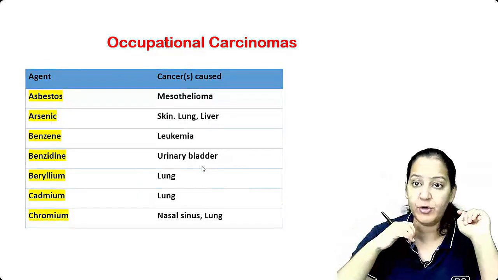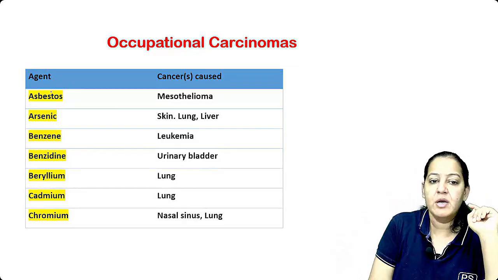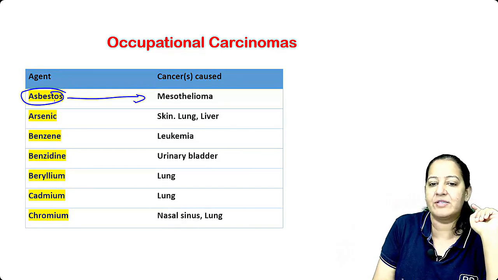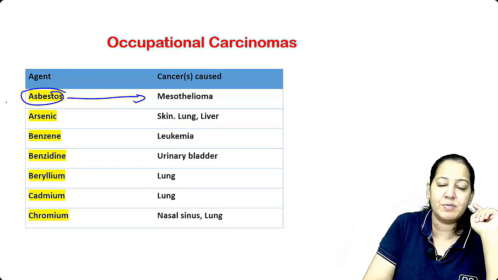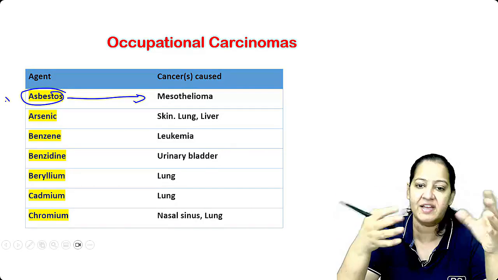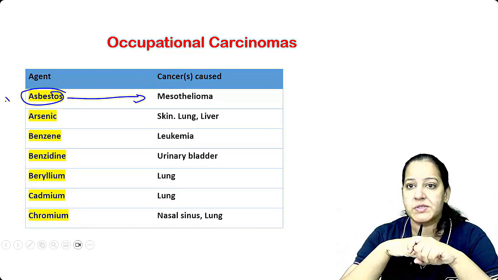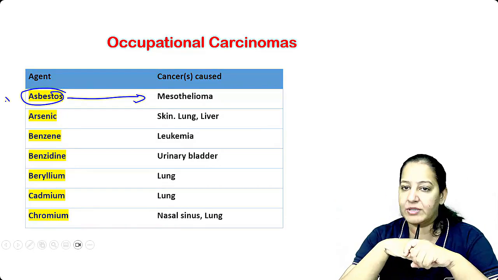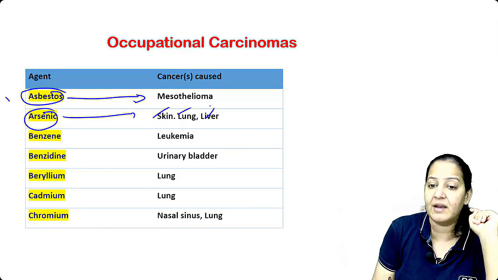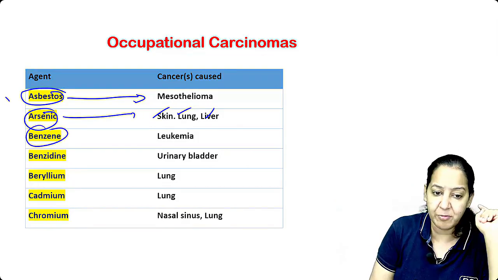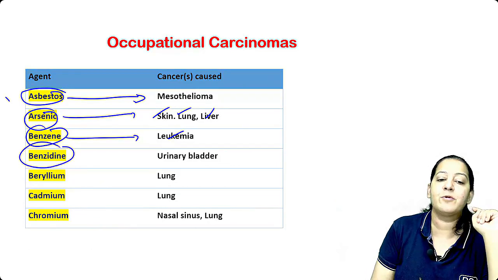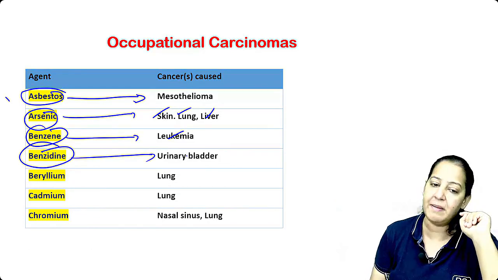Occupational cancers. I told you, cancers occur in some occupations. The one who is exposed to asbestos can have mesothelioma. Where is asbestos present? Asbestos is present in the lime plaster. The one who is doing the painting can have this problem. If exposed, the person can have mesothelioma. The person who is exposed to arsenic can have skin, lung, and liver cancer. The person exposed to benzene can have leukemia in future, the blood cancer. The person who is exposed to benzidine will have urinary bladder cancer.